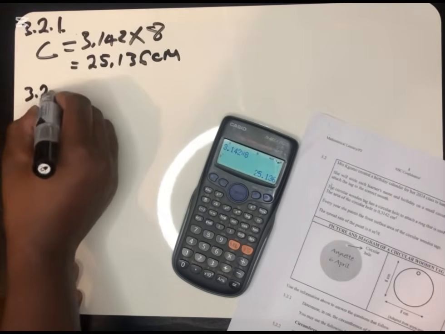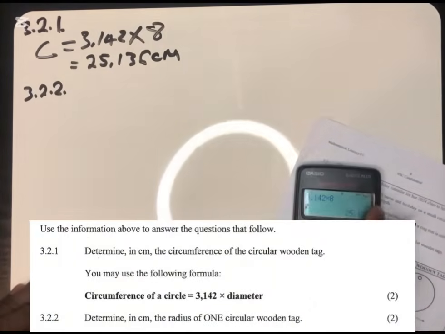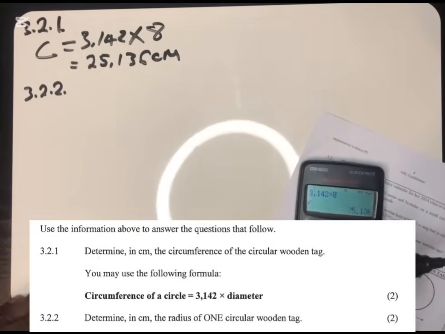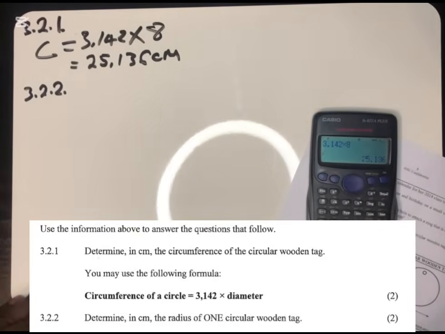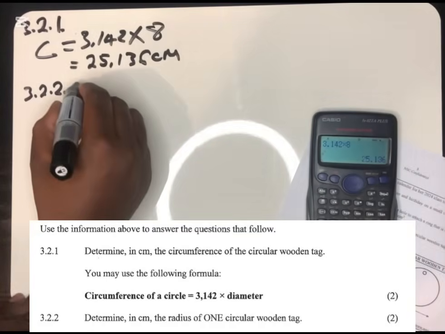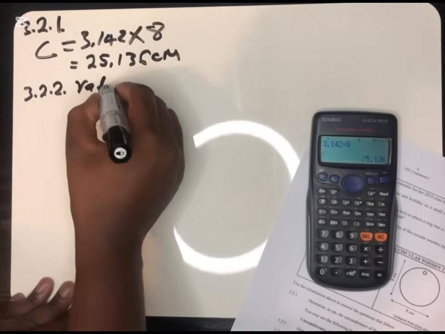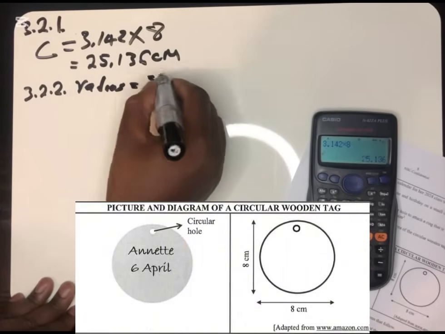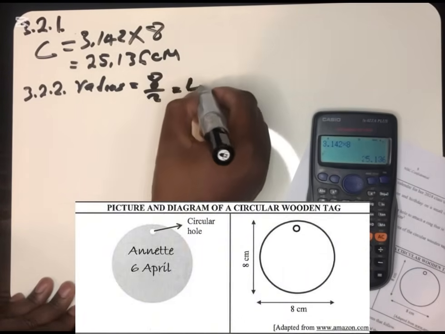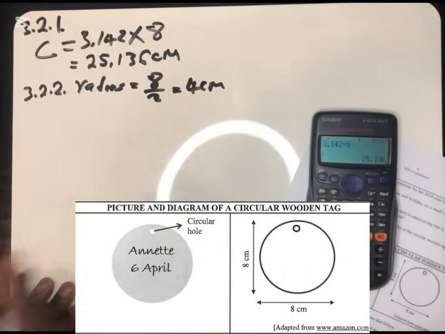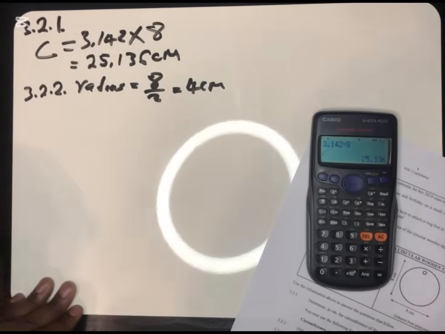Then we move to 3.2.2. It says, determine in centimeters the radius of one circular wooden tag. Radius is going to be 8 divided by 2, which is equal to 4 centimeters. Because we know that for the radius, we divide the diameter by 2, and we know that our diameter in this case is equal to 8. So 8 divided by 2 gives us 4 centimeters.